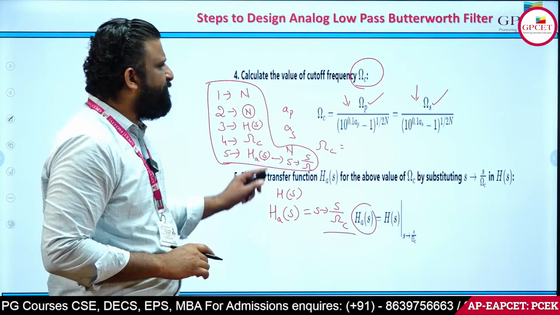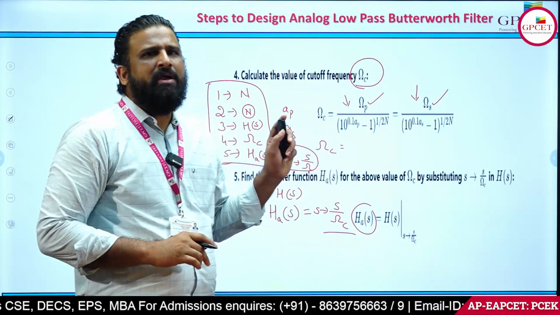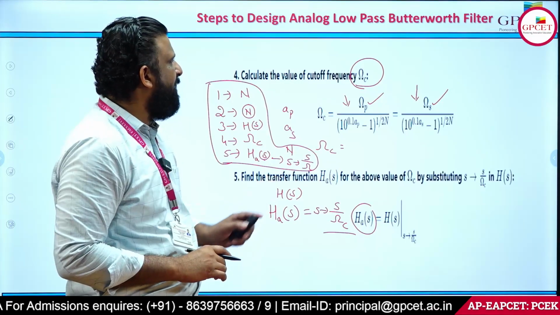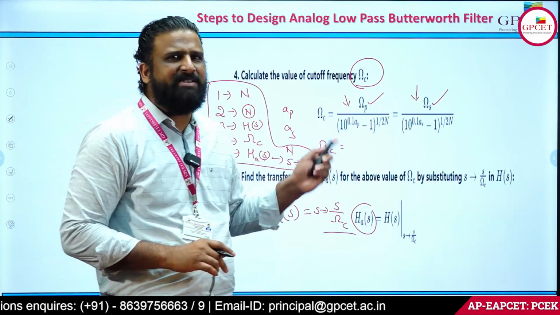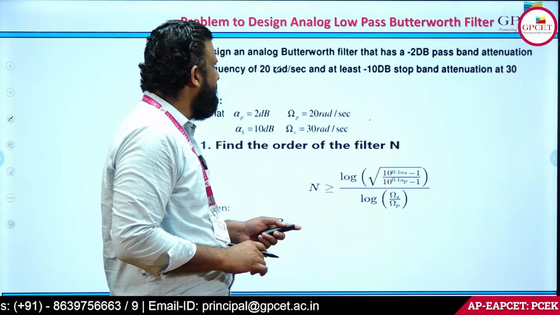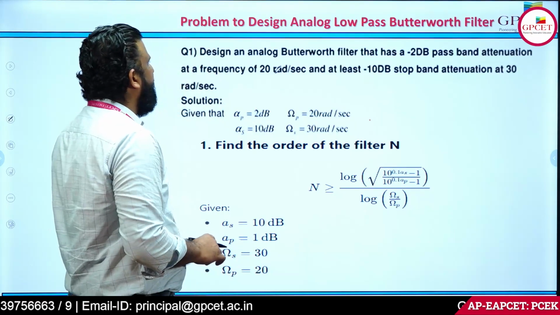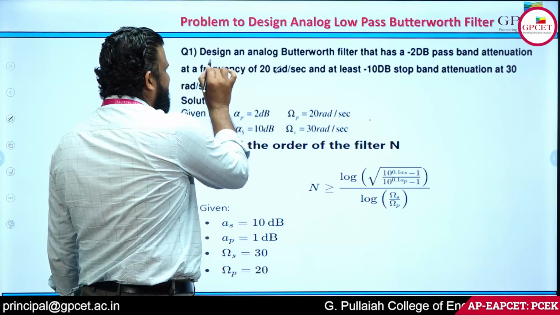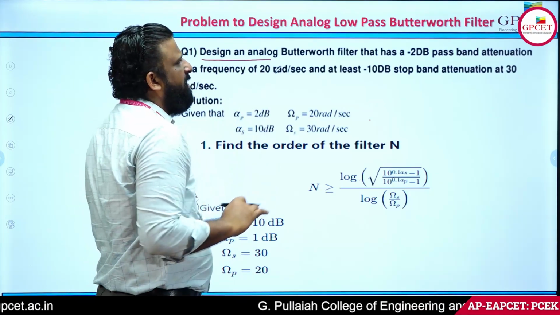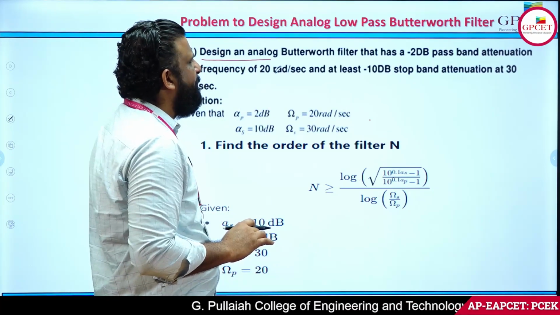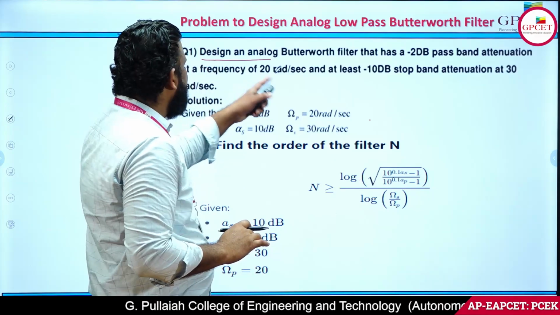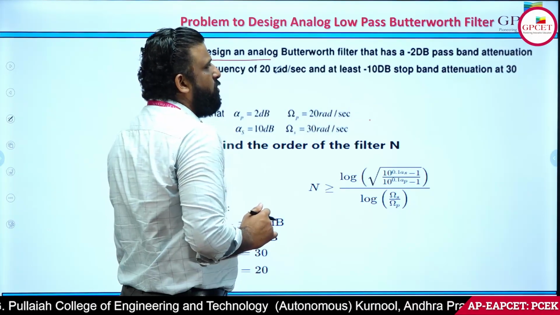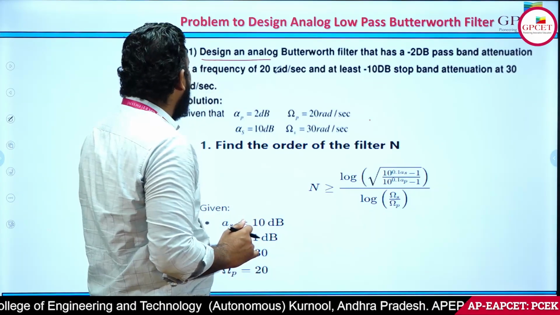So very simple. You need to keep all the formulas in mind while you are designing this particular low pass Butterworth filter. So based on this, we will take one problem. How the specifications will be given: design an analog Butterworth filter. Just observe, we are just designing the analog Butterworth filter, which has a -2 dB passband attenuation at a frequency of 20 radians per second, and at least -10 decibels stop band attenuation at 30 radians per second.